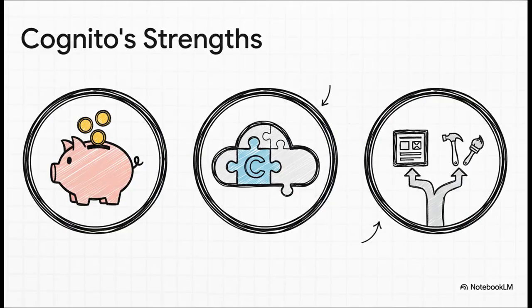So let's wrap up Cognito's strengths. First, it's super cost-effective, right? We just saw that. Second, that tight AWS integration is a huge win if you're already playing in that sandbox. And third, you've got options for your user interface. You can use their pre-built login pages to get up and running fast, or you can build a completely custom experience from the ground up.